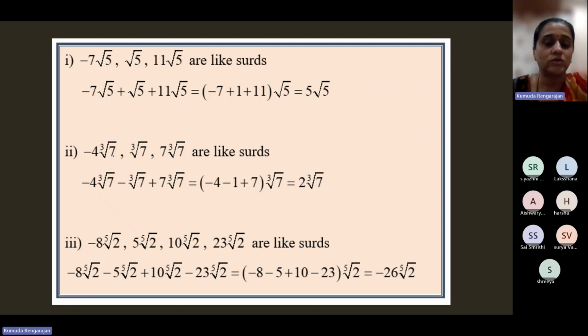So, in today's class, we'll learn how to simplify real numbers. That is, addition, subtraction, multiplication, division of rationals, of irrationals, and of a rational and irrational. So, putting it in simple words, we'll see how to simplify real numbers.